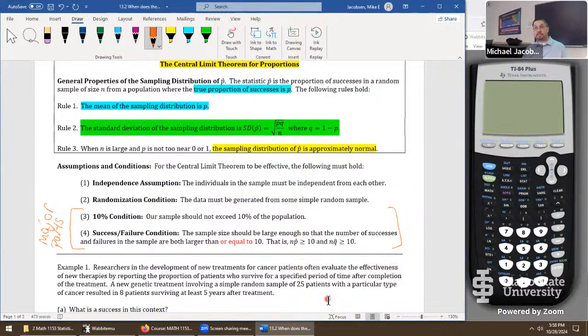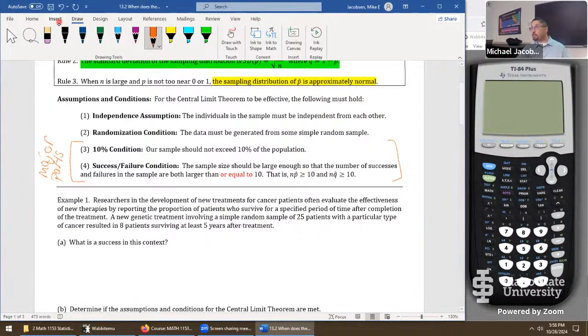So for this particular problem, it says a new genetic treatment involving a simple random sample of 25 patients with a particular type of cancer resulted in 8 patients surviving at least 5 years after treatment. So for this cancer treatment, 5 years was the benchmark. Survival after that is considered a success in that situation. But let's start recording the information that we know. It said a simple random sample of 25 patients, so that's our sample size, and it is 25.